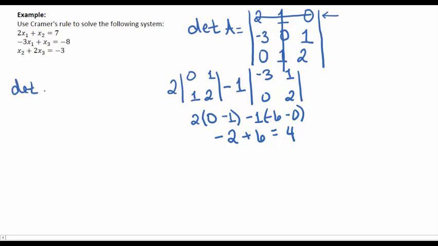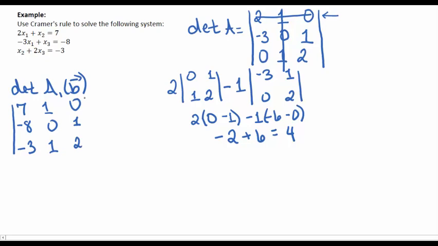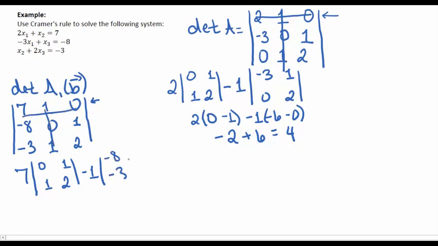The next one will be the determinant of A sub 1 of b. So instead of the first column, I'll write 7, -8, -3. The second and third column will stay what they originally were in the matrix A. Once again, I'm going to go down the first row. 7 times, if I delete the first row and first column, I'm left with 0, 1, 1, 2. Minus 1 times, deleting the first row and the second column, -8, -3, 1, 2. Once again, the last entry is a 0, so I won't have to be concerned with it.